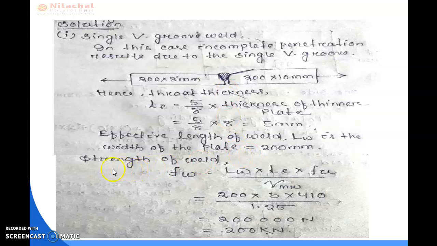So now we have to calculate the strength of the weld, which is Fw equal to Lw into te into fu divided by gamma mw. So Lw we have the value 200, te we have the value 5 mm, and fu is given as 410, and gamma mw for shop welding is 1.25, by which we get the value 200 kilonewton. Okay. So this is all about the single V groove weld.